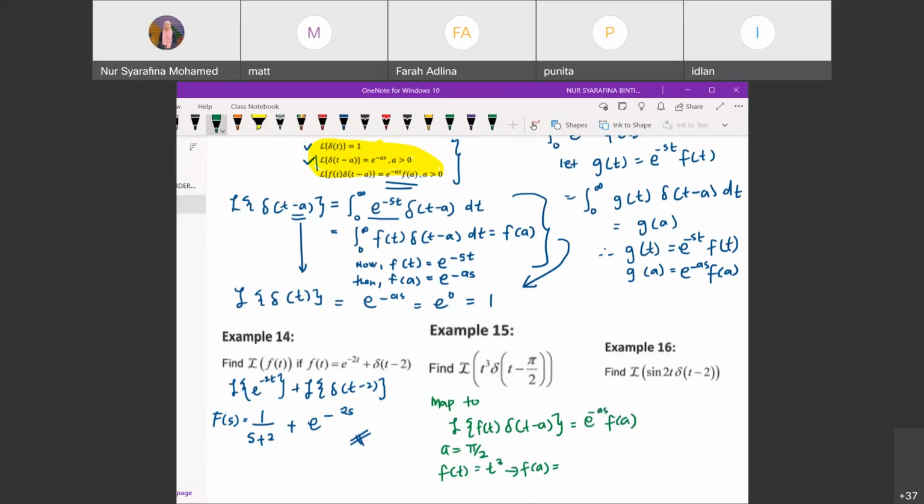So you need to identify your a and your f(a). So when f(t) equals t cube, a is pi over 2, then f(a) is (pi over 2) cube. So the transformation becomes e to the negative pi over 2 s times pi cube over 8. Just follow the definition there. When you have f(t) δ(t minus a), the transformation becomes e to the negative as f(a). So you identify what is your a, what is your f(t), and then find f(a) and then substitute. Clear?